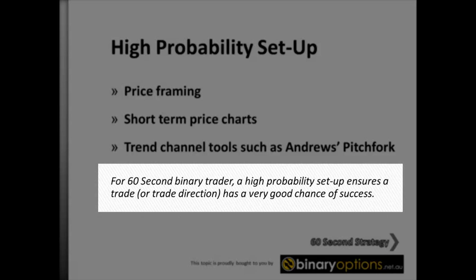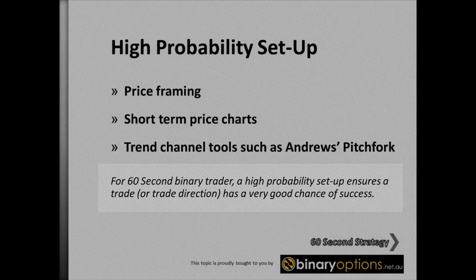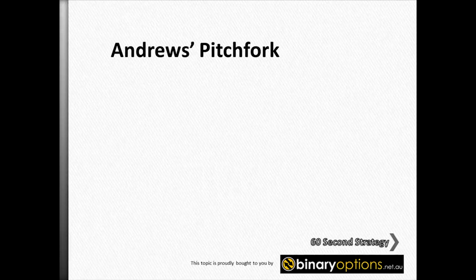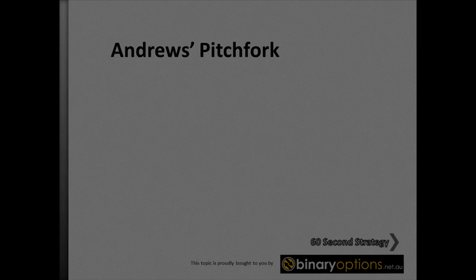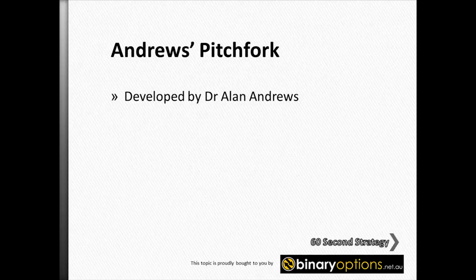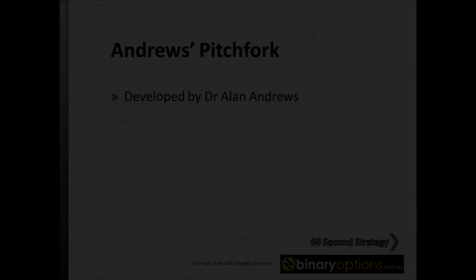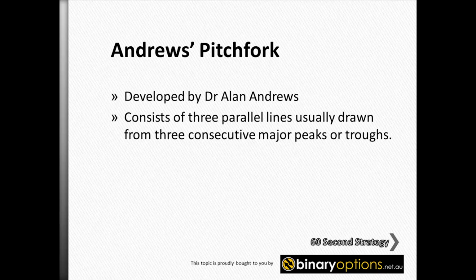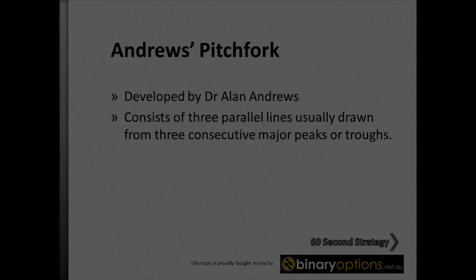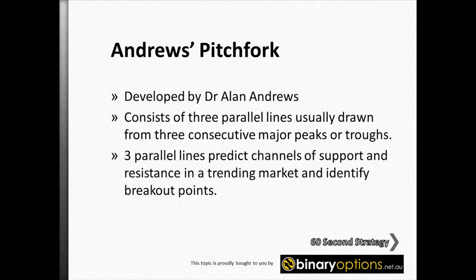Price framing with a channeling tool such as Andrew's Pitchfork is very successful for high probability trading. Andrew's Pitchfork consists of 3 parallel lines drawn from 3 consecutive major peaks or troughs in either an uptrending or downtrending market. The channels themselves assist in identifying support and resistance levels in a trending market as well as signaling price breakout points. Now we will turn our attention to a chart so binary traders can see the success of using a channeling tool such as Andrew's Pitchfork to trade for profit.